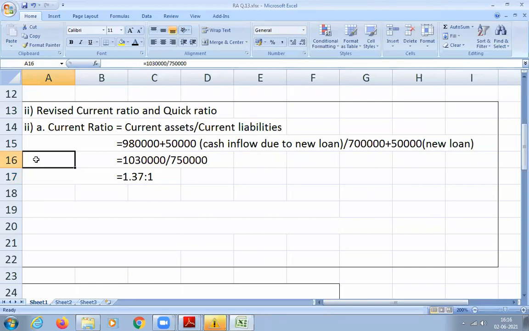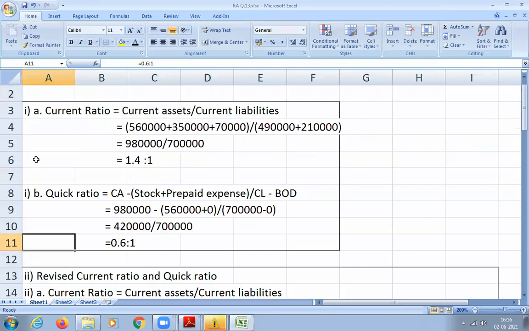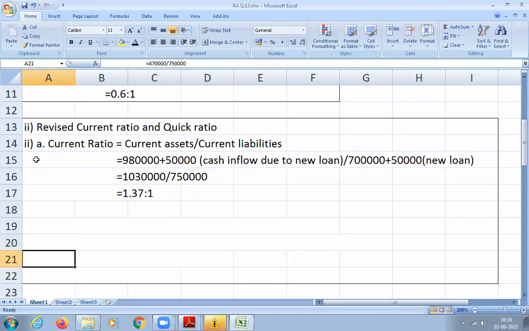But is there any improvement? Earlier, how much current ratio did we have? 1.4. Now it is 1.37. Is there any improvement? No, sir. It's actually going down. It again went down by 0.03 times, so that is why it is not good. Anyway, we'll calculate the quick ratio also and check.